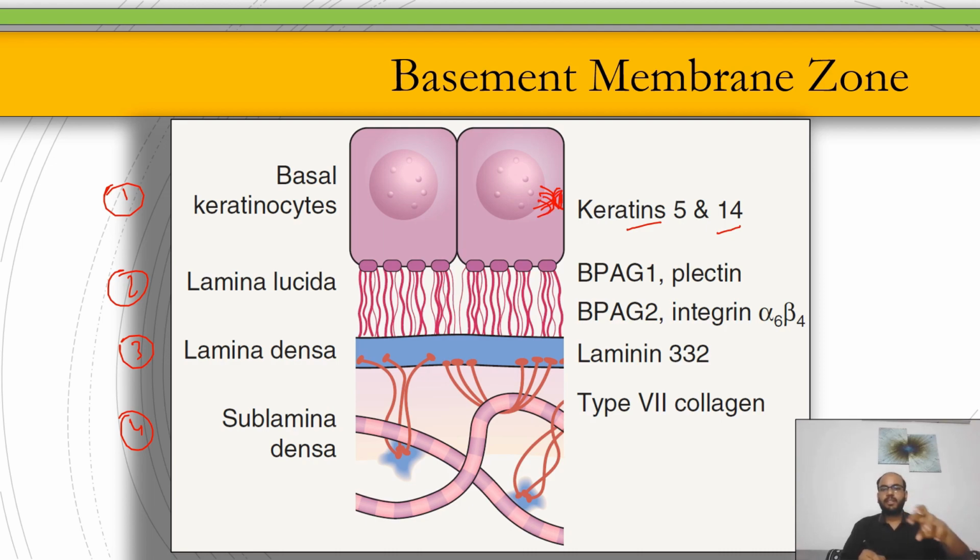We will restrict our discussion this week to the lamina lucida and hemidesmosomes, and these are the proteins: BPAG1, bullous pemphigoid antigen 1, Plectin, bullous pemphigoid antigen 2, integrins, and laminin 332 to some extent. We'll touch laminin 332. So this will form our discussion for this week.